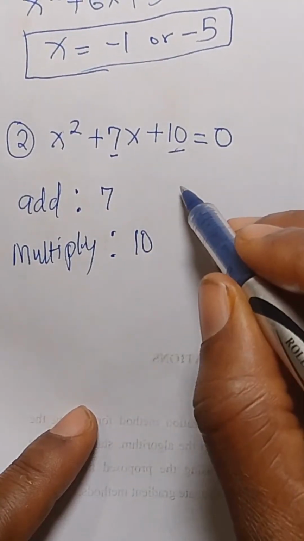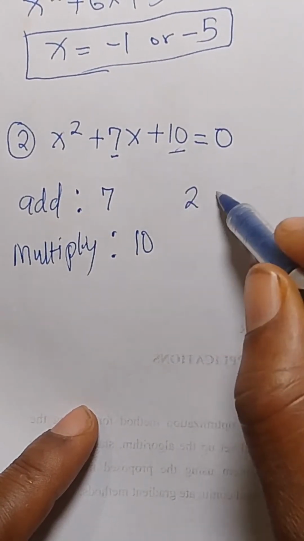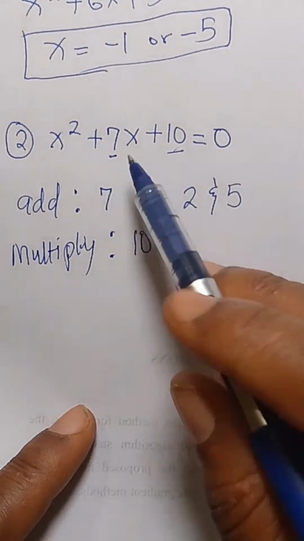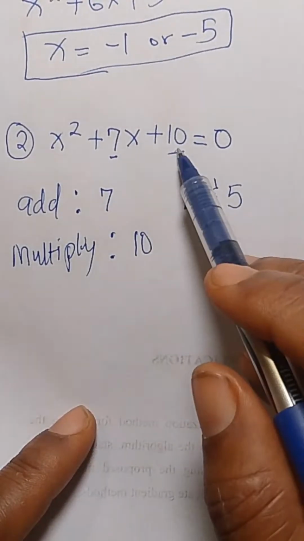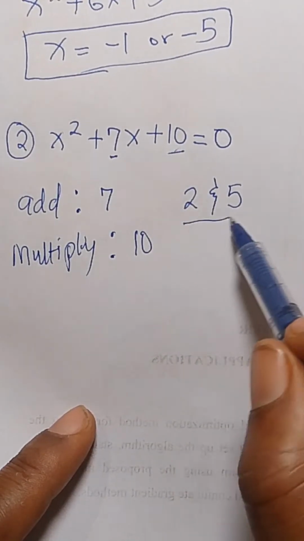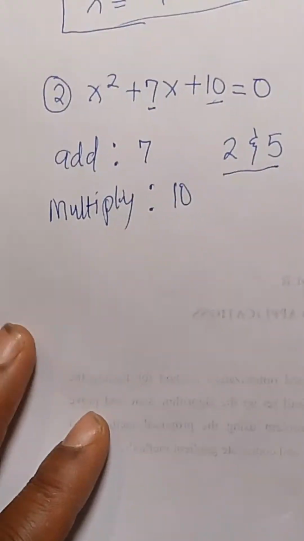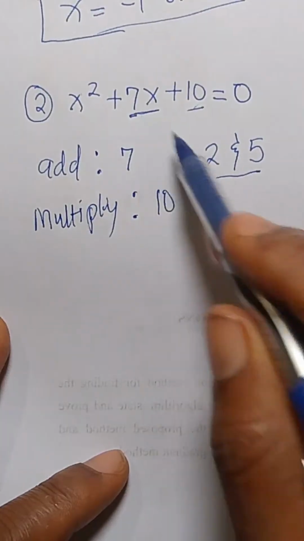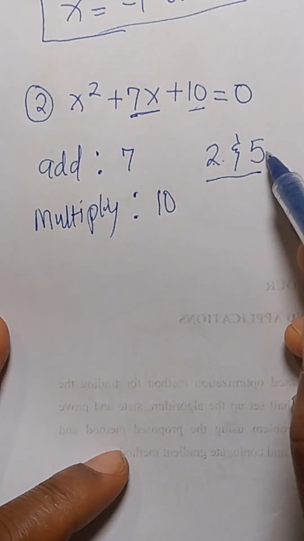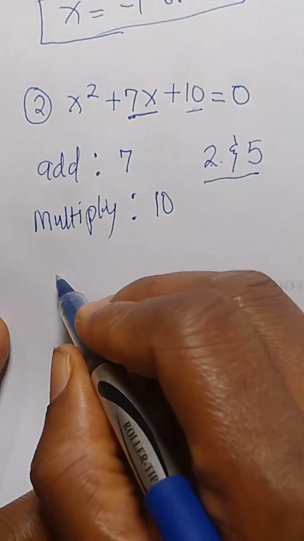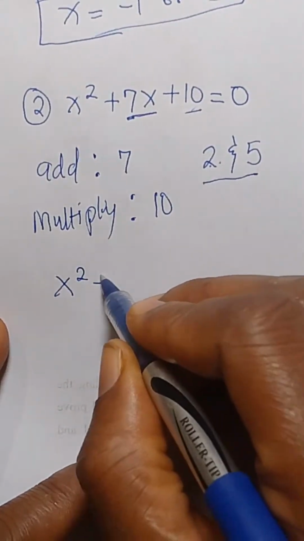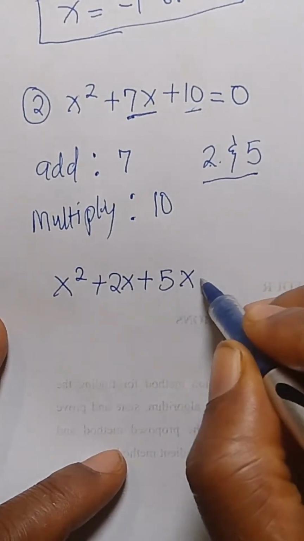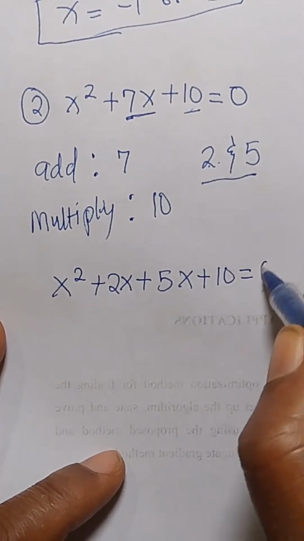Then we'll consider the next numbers, 2 and 5. Now 2 plus 5 is 7, and 2 times 5 is 10. So you see these two numbers are okay for what we are looking for. Then we remove this 7x here and replace it with 2x plus 5x. Then we have x squared plus 2x plus 5x plus 10 equal to 0.